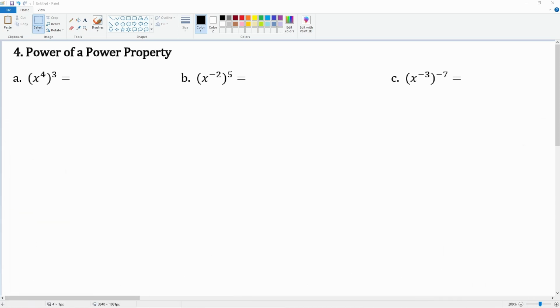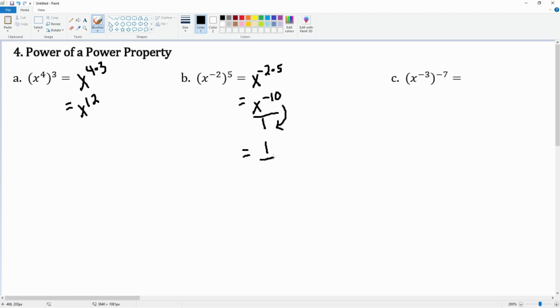All right, so let's take a look here. We are going to be multiplying this exponent, so it's going to be x to the 4 times 3. That becomes x to the 12. Same thing here, we're going to multiply x to the negative 2 times 5. That becomes x to the negative 10. But we're not allowed to leave it as a negative, so it comes down. It becomes 1 over x to the 10.